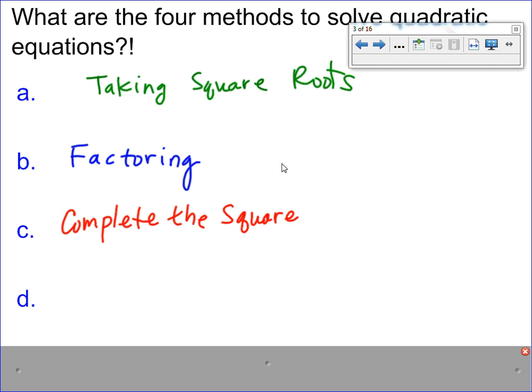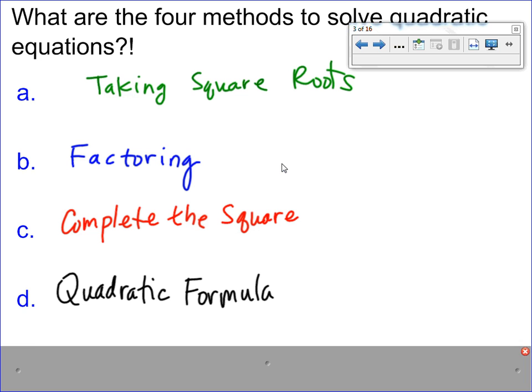And lastly, the last thing we learned, right? What's that called? So what was the last thing we learned? What was that called? Samantha? Absolutely, the quadratic formula. The quadratic formula. The last method we learned.